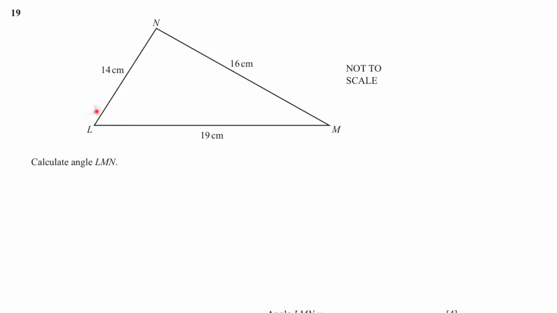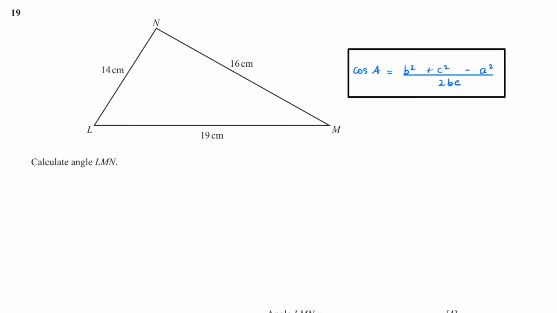In this question, we have been given 3 sides and we have to calculate angle LMN. When 3 sides are given and you have to find an angle, we use the cosine rule, which is cos A is equal to B square plus C square minus A square over 2 times B times C. So LMN means we have to find this angle here.